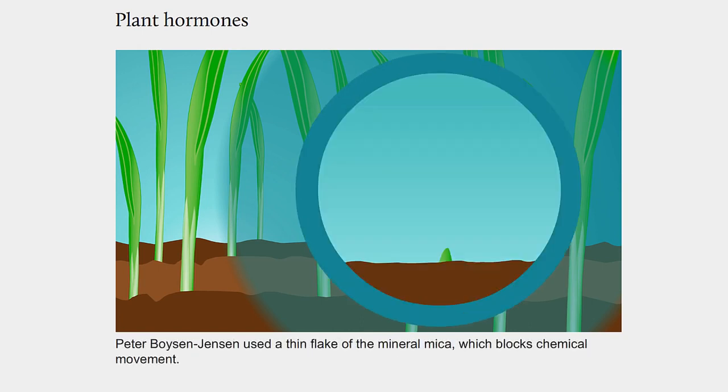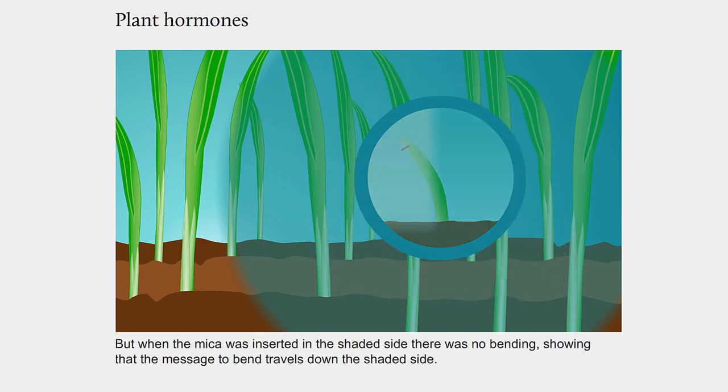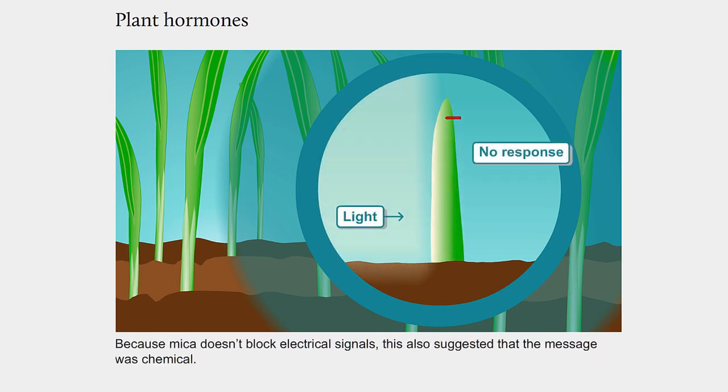Peter Boysen-Jensen used a thin flake of the mineral mica, which blocks chemical movement. When it was inserted in the illuminated side, bending occurred normally. But when the mica was inserted in the shaded side, there was no bending, showing that the message to bend travels down the shaded side. Because the mica doesn't block electrical signals, this also suggested that the message was chemical.